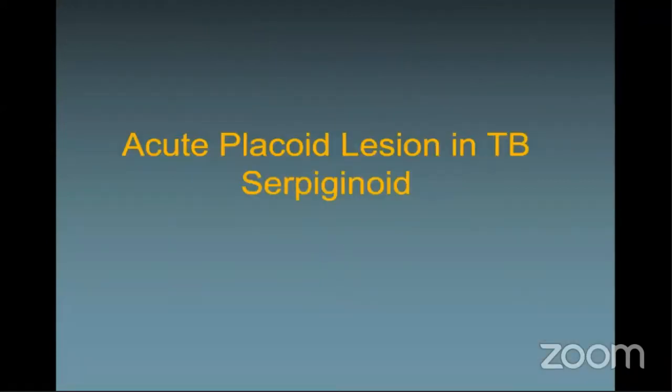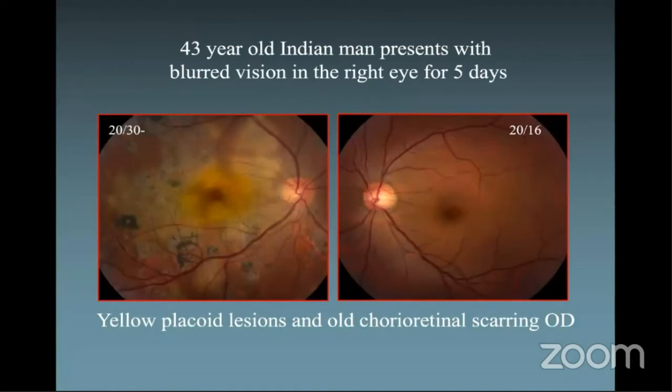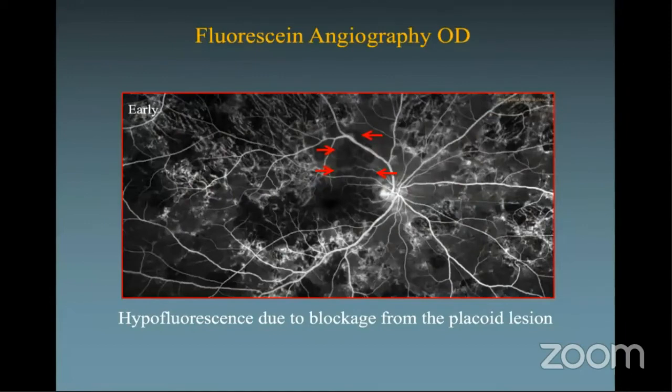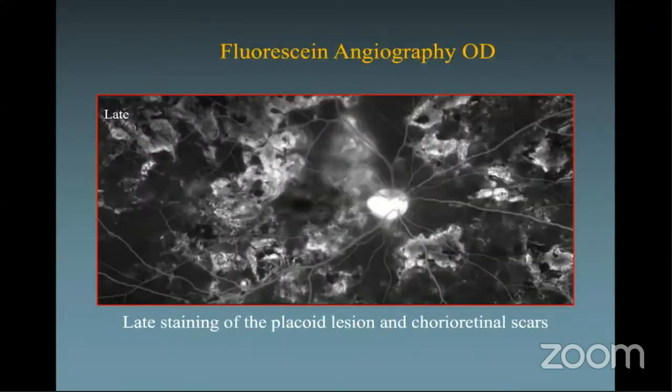However, some patients with TB serpiginous can have features resembling APMPPE, like you see in this example. He's an Indian patient I saw in San Francisco who had old inactive scars and now came in with acute lesions with involvement of the central macula. You can see the placoid lesions just above the fovea, in the fovea, and fluorescein angiogram shows hypofluorescence and late hyperfluorescence.